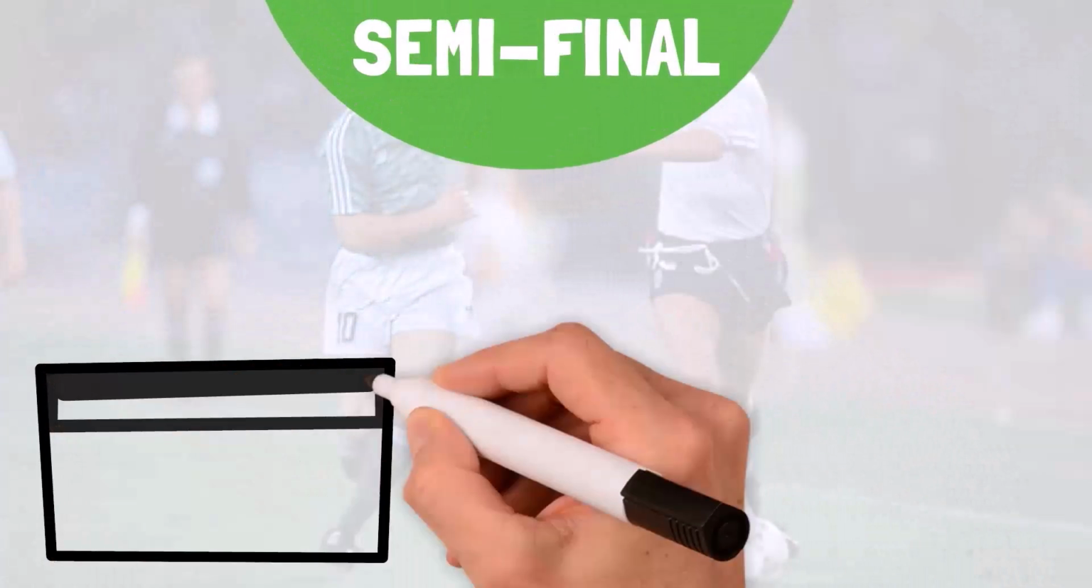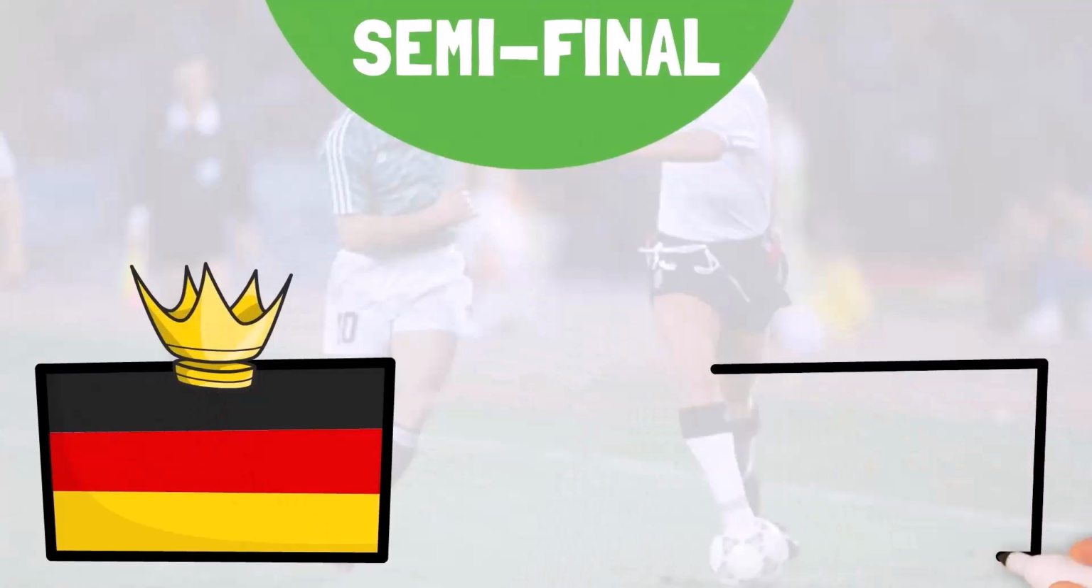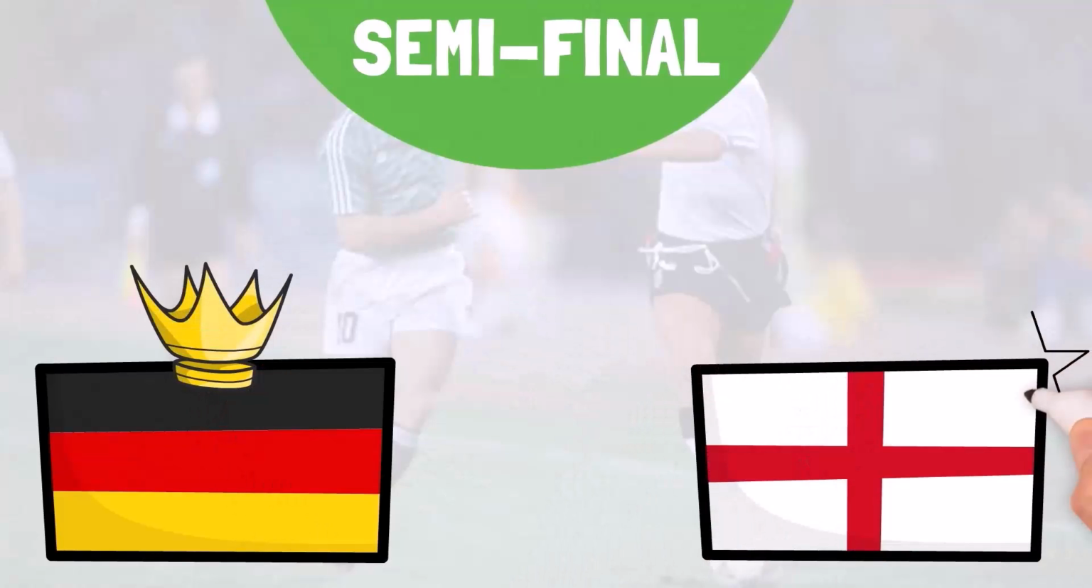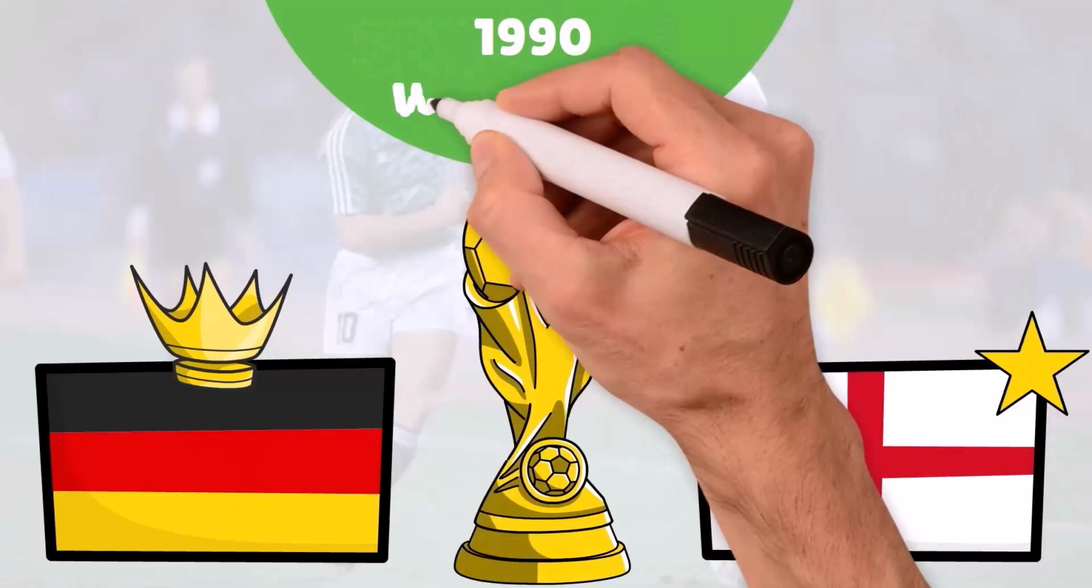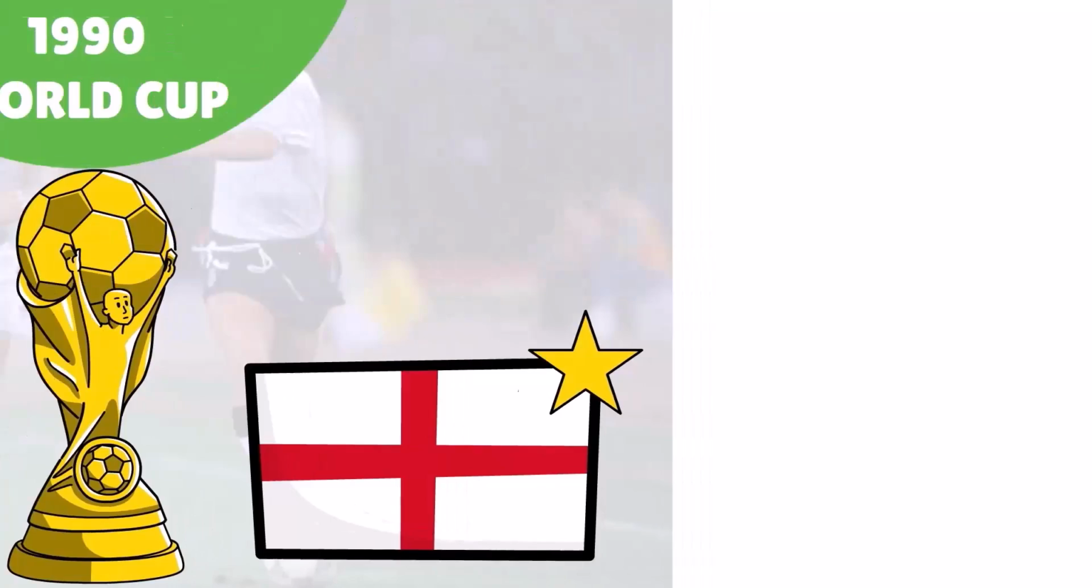But how did Germany become champions? How did England have their best tournament in decades? What made their semi-final clash so memorable? This is the story of the 1990 World Cup.